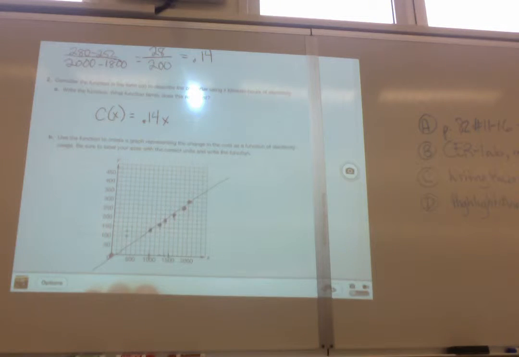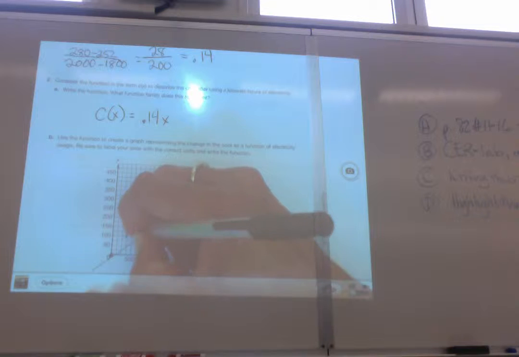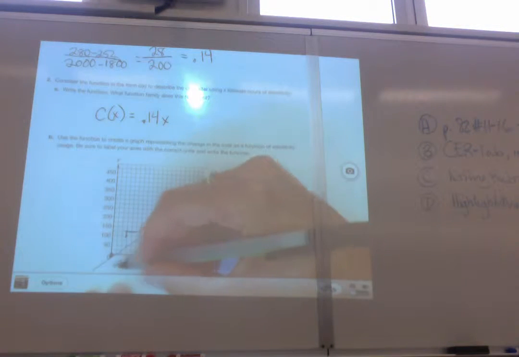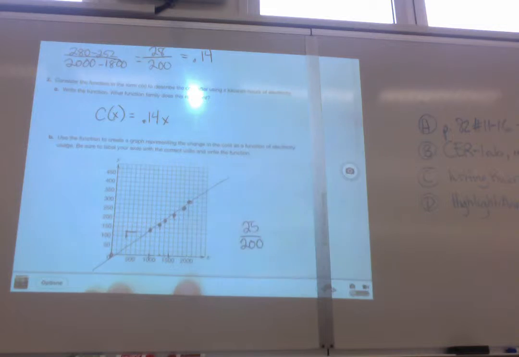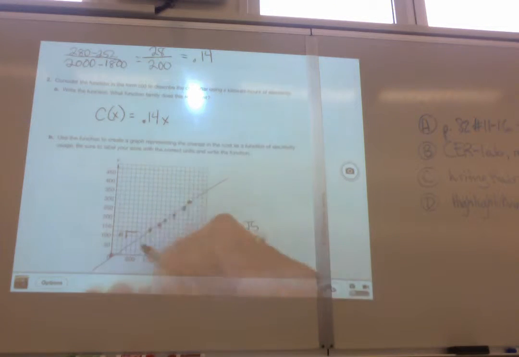25. And over 2, how far apart are two boxes on the x-axis? If Molly's reading it right and it's up 1 over 2, that's 200. So you can't just say up 1 over 2. You do have to think about what that means in this scenario. Up 1 is a 25, over 2 is a 200.